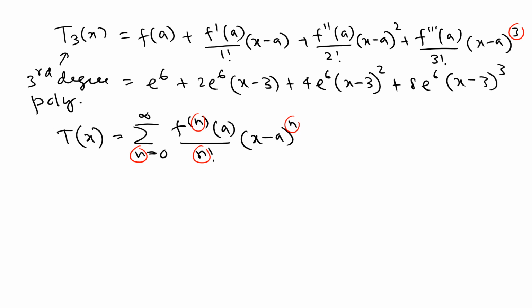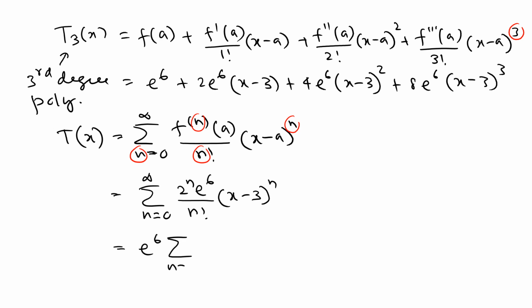Now we can just plug in here. You're going to get the sum, n going from 0 to infinity, of 2^n e^6 divided by factorial n times (x minus 3)^n. You can pull e^6 out because it's a constant, leaving only the terms that change: 2^n over n factorial times (x minus 3)^n. We can see there's a factorial n and n starts with 0. That's okay, because 0 factorial is 1, not 0. So you can divide by n factorial, but you cannot divide by n because n can be 0.